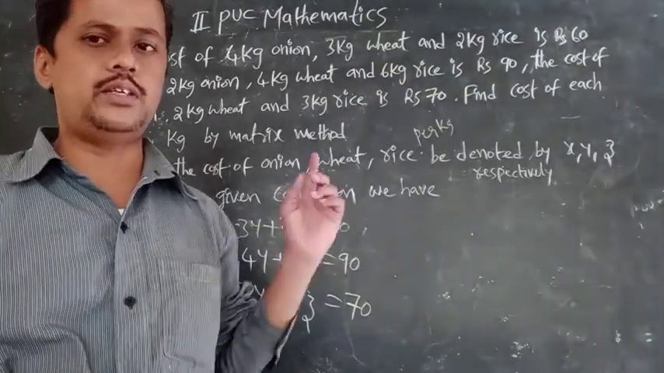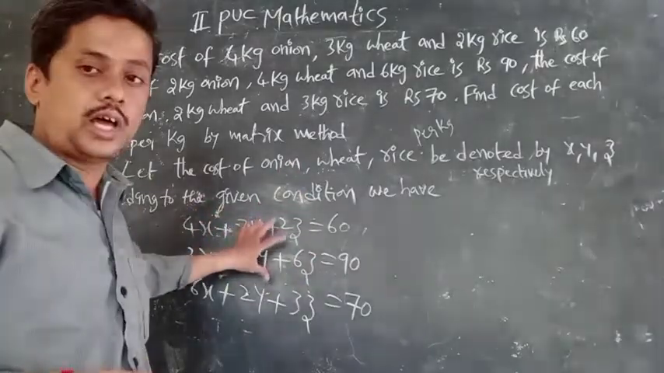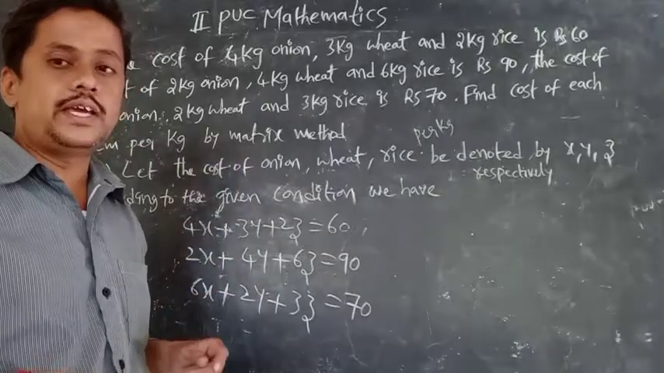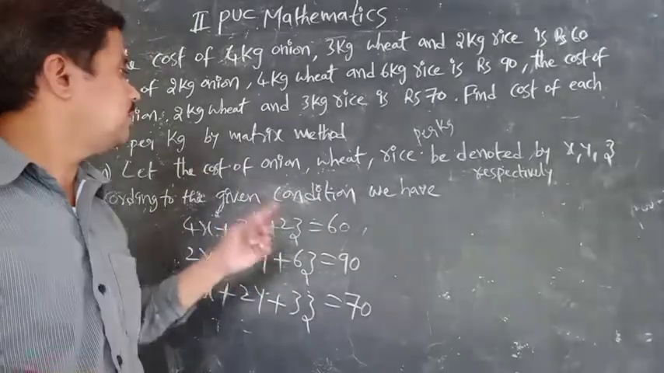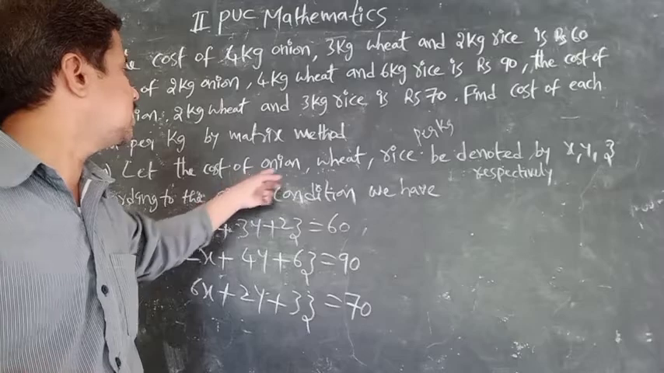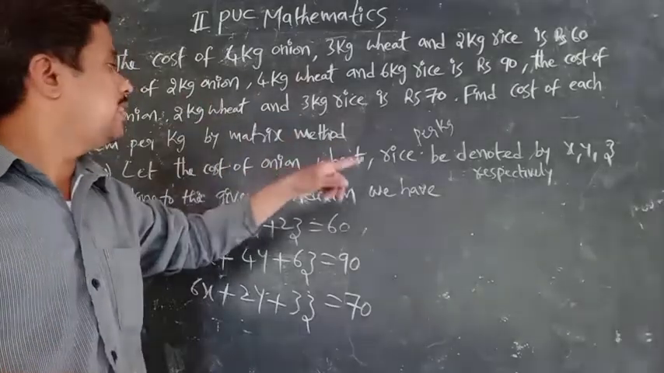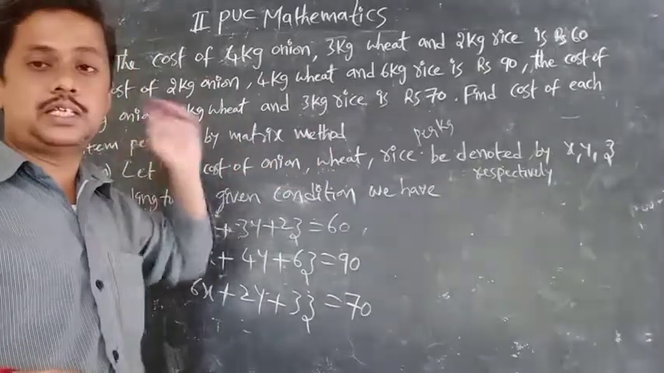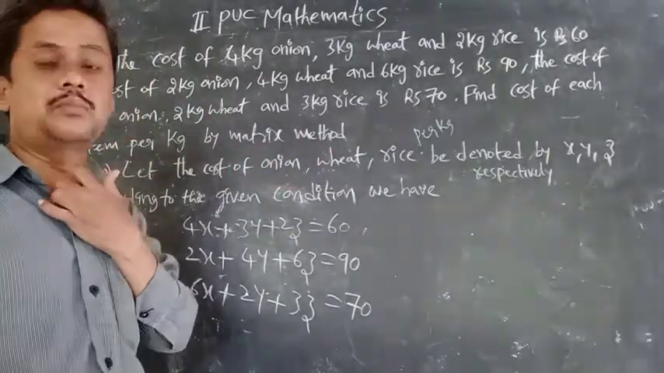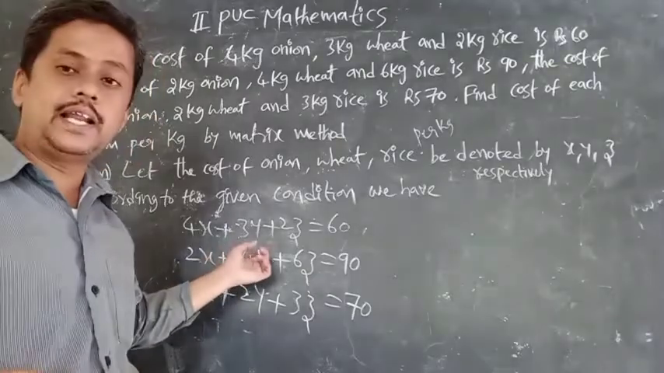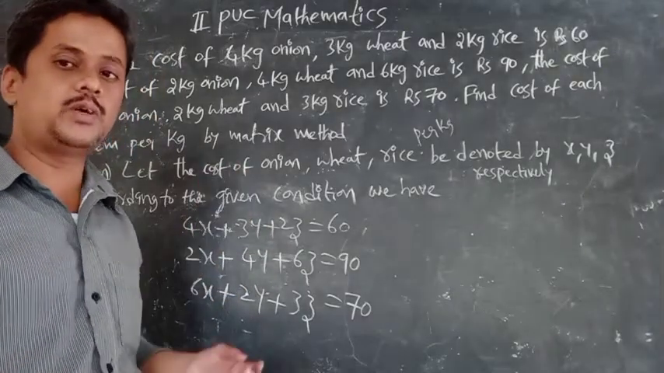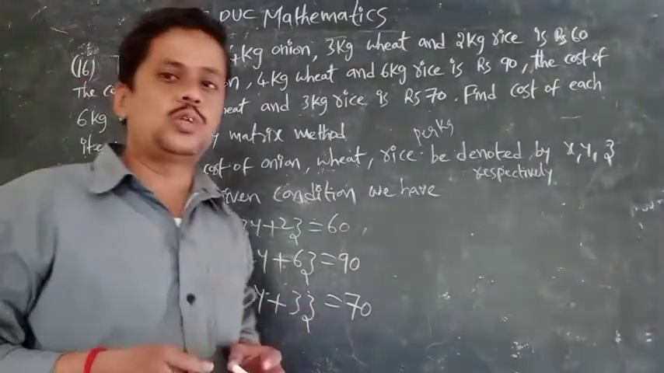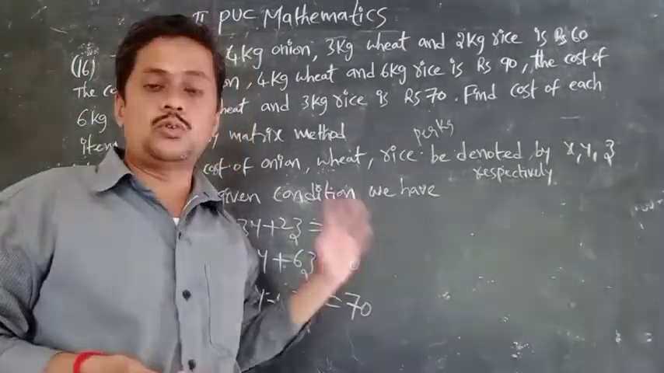Okay, my dear students, these are the equations. You have to solve these equations for the x value, y value, z value. Why? Because x is the cost of the onion per kg, y is the cost of the wheat per kg, and z is the cost of the rice per kg. So calculate x, y, z by using the matrix method. Already told in the last video, so if you have any doubt, go through that video also.